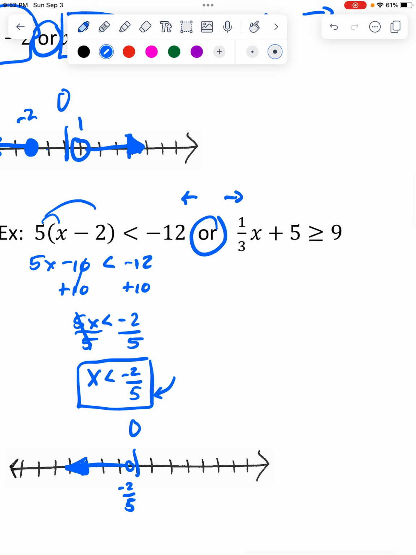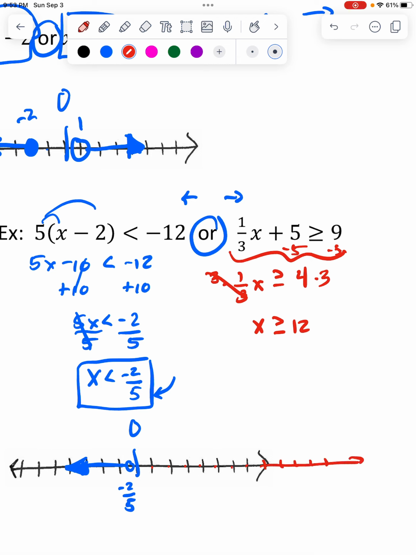But that's only part of my problem because I have an or. So it can be there or it can be wherever this ends up. So let's go ahead and subtract 5 from both sides. And then I'm at this place, 9 minus 5 leaves me with 4. To get rid of 1 over 3, I'll multiply by 3 so that this cancels, and x will be greater than or equal to 12. Okay, so now I regret this because I'm going to have to go out pretty far. So 1, 2, 3, 4, 5, 6, 7, 8, 9, 10, 11, 12. And I'm going to label it as 12. It's greater than or equal to, so I'm going to color it in and go.